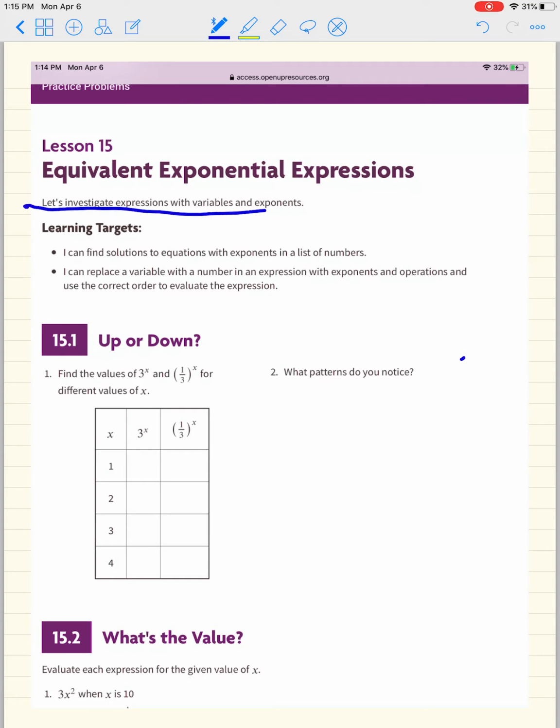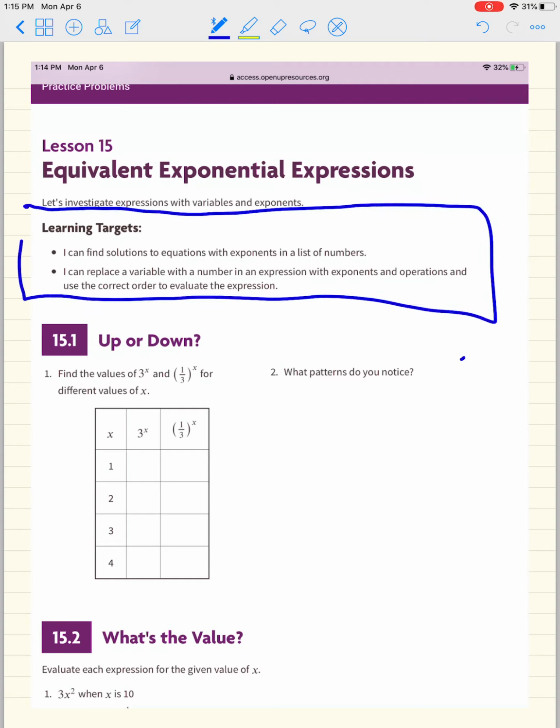So, our learning targets for Lesson 15 are here. I can find solutions to equations with exponents in a list of numbers, and I can replace a variable with a number in an expression with exponents and operations and use the correct order to evaluate the expression. So wow, that was a lot. But let's go ahead and just get started.